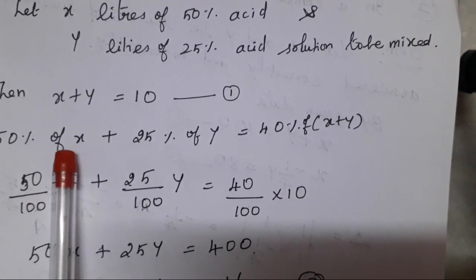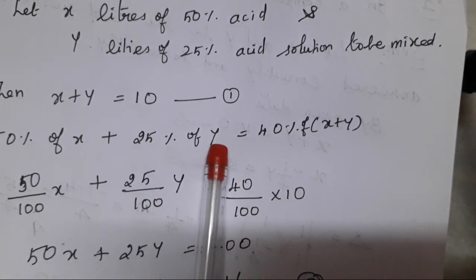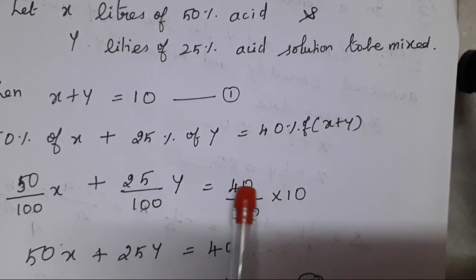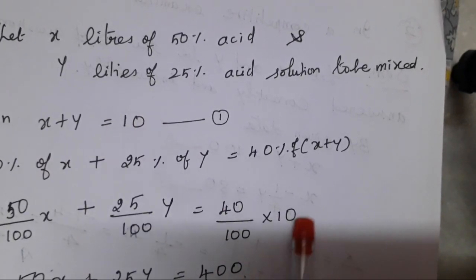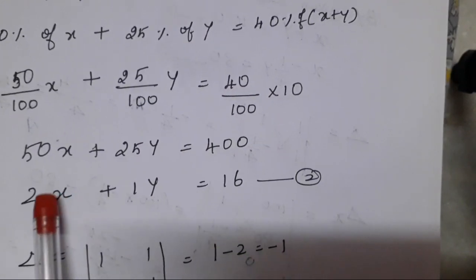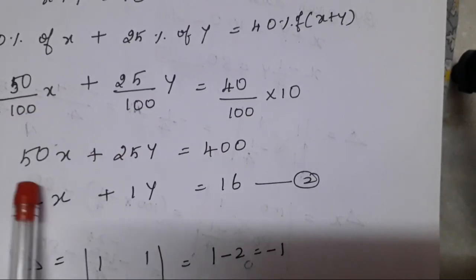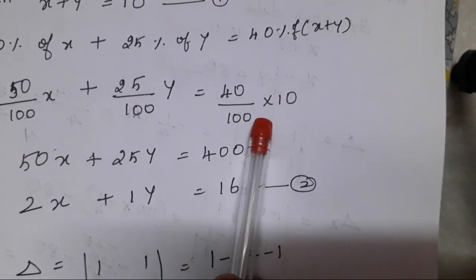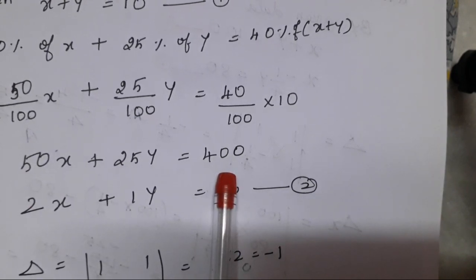Now 50% is 50 by 100 into X, plus 25% of Y is 25 by 100 into Y, equal to 40% of X plus Y, 40 by 100 into X plus Y. X plus Y is nothing but 10, so substitute 10. Now cancel the denominators, both sides having 100. You take the numerator only because the denominator is 100 on both sides. So 50x plus 25y equal to 400.